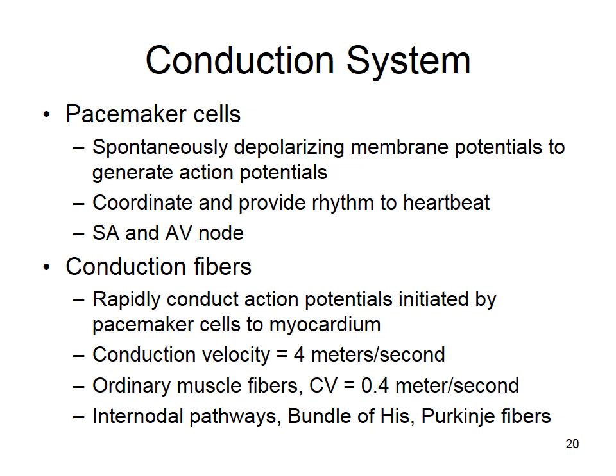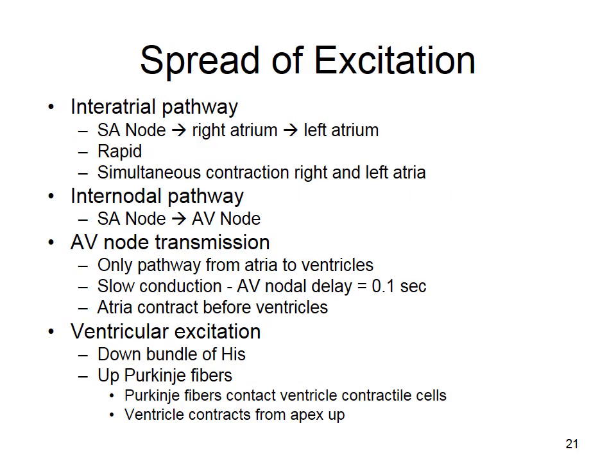Let's look at this in a figure on the next slide, not this one yet. Okay, so this is showing the spread of excitation. Remember, the SA node has the fastest intrinsic firing rate of action potentials. So it fires first. That action potential spreads to the right atrium because the SA node is in the right atrium, which then spreads to the left atrium. This is really rapid. Right and left atria contract as a unit. Okay, push blood into the ventricles.